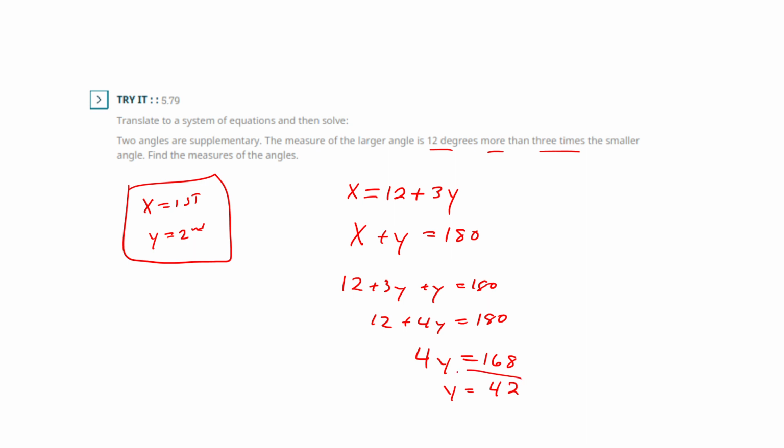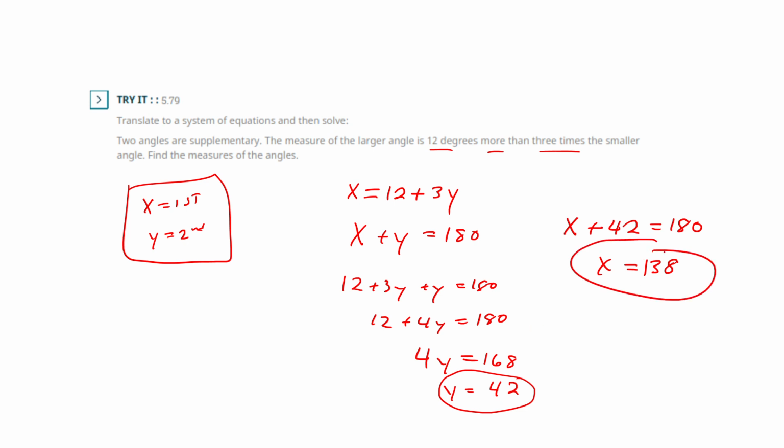Oh yeah, I forgot if I had done both. Okay, so there's my first one. Haven't done both yet, so I'm going to plug this into either equation. Now I can do the top, but that's going to be a little more work, and I'm naturally lazy, so I'm going to choose this bottom one because that's easier. Right, I have x plus 42 equals 180. Okay, that's supposed to be an 8 there. Okay, so my two angles are 42 and 138.